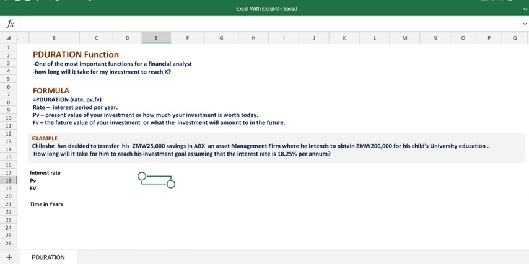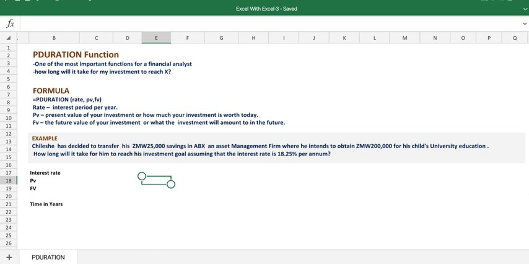So to demonstrate how to use this function, let us use an example. Our example is Shleshi has decided to transfer his 25,000 kwacha savings to ABX, an asset management firm, where he intends to obtain 200,000 kwacha for his child's university education. How long would it take for him to reach his investment goal, assuming that the interest rate is 18.25 per annum? Okay, so the first thing that we need to do is get some key information from this example.